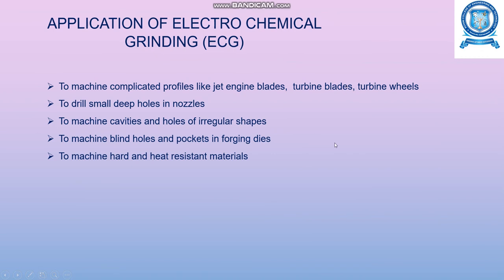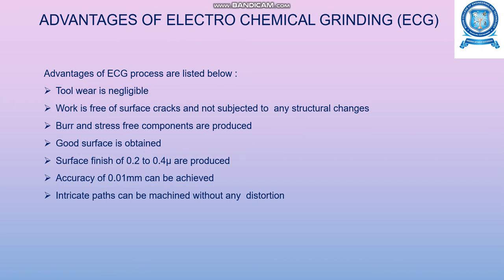So coming to the applications of electrochemical grinding, this is used to machine complicated profiles like jet engine blades, turbine blades, and turbine wheels. It is used to drill small deep holes in nozzles, and to machine cavities and holes of irregular shapes, and blind holes and pockets in forging dies. It is used to machine hard and heat resistant materials.